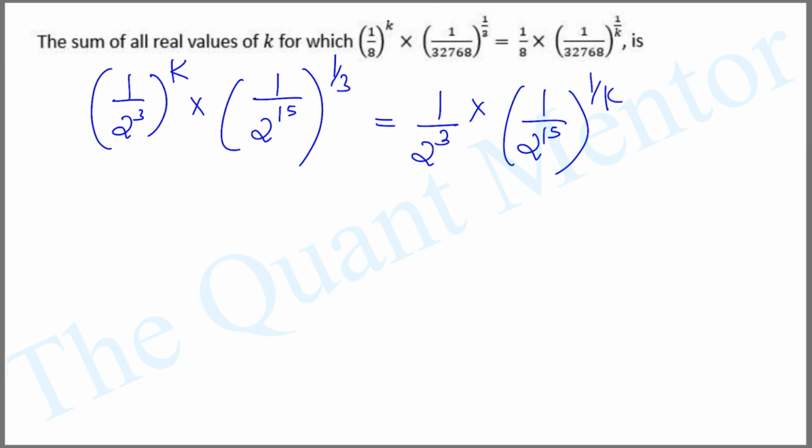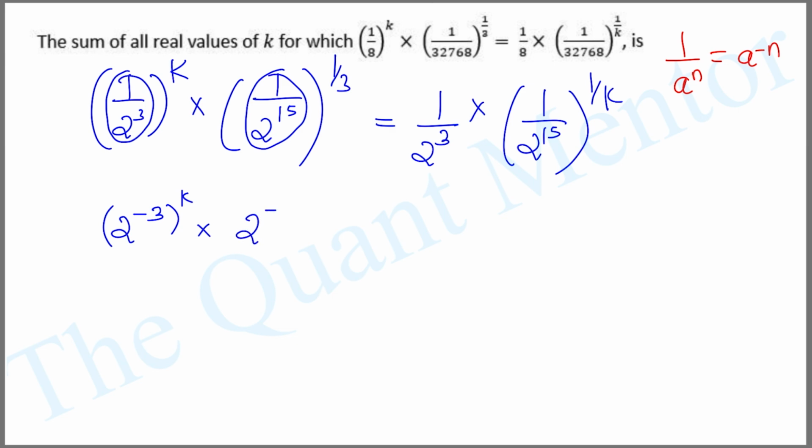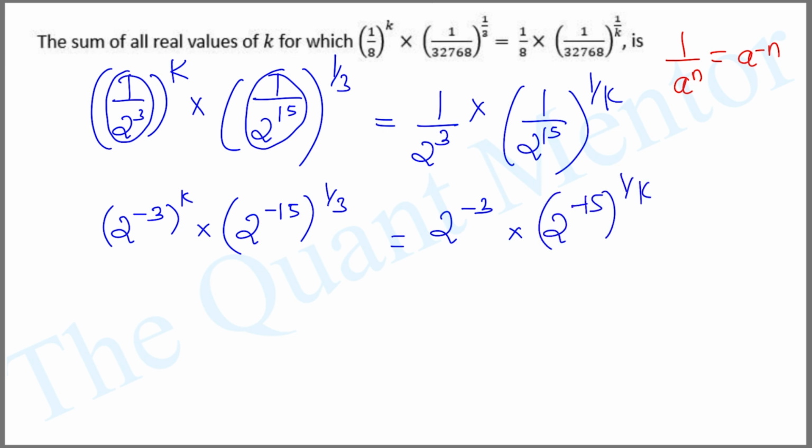Now we are going to use a very significant law of indices. 1 upon a raised to n is simply a raised to minus n. So 1 upon (2 raised to 3) raised to k can be written as (2 raised to minus 3) the whole raised to k, into, similarly, 1 upon 2 power 15 can be written as (2 power minus 15) the whole raised to 1 by 3, is equal to 1 upon 2 raised to 3, which is 2 raised to minus 3, into 1 upon 2 raised to 15 raised to 1 upon k, which is (2 raised to minus 15) raised to 1 upon k.